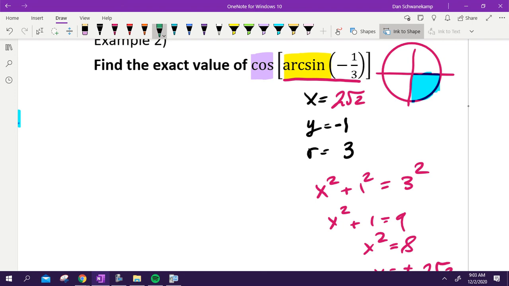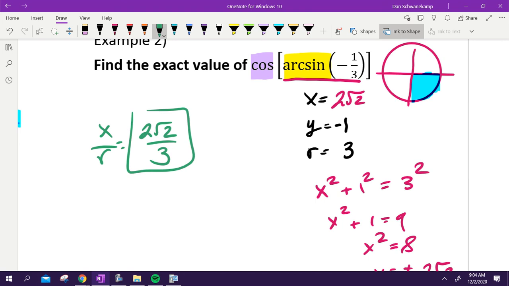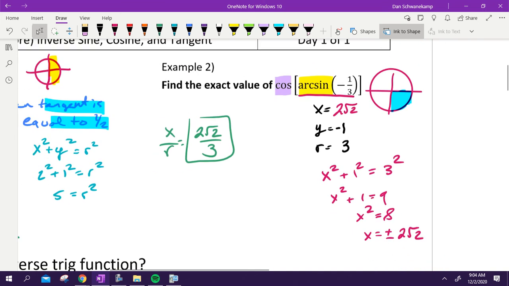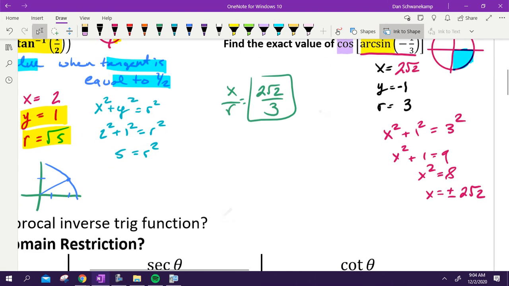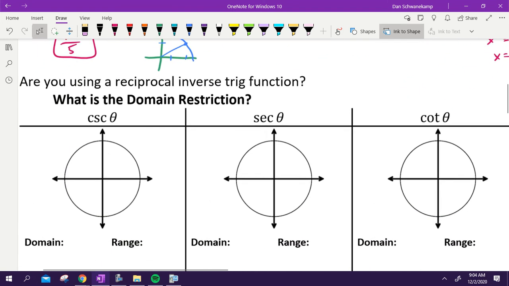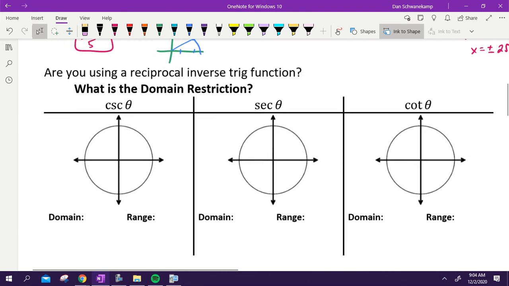Now I'm just figuring out the cosine. Oh, cosine means what's the x value? What's the x over r? So my x is going to be 2 root 2. And my r is 3. Boom, there's my answer. Questions on 2? You'll get the feel for that. It's a little bit strange, but we're pulling that information from x, y, and r. Okay, let's go down below.